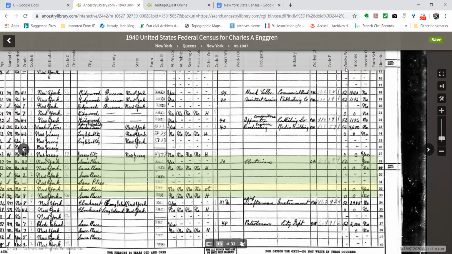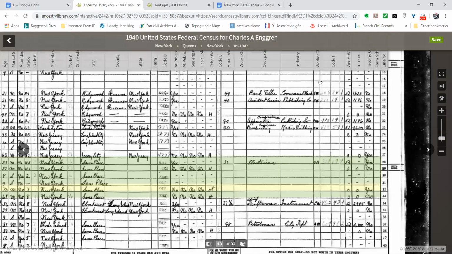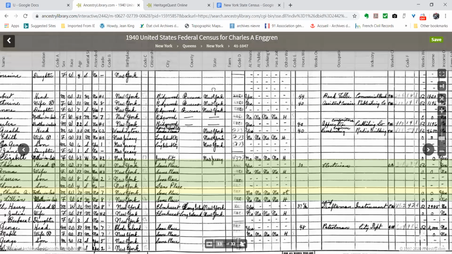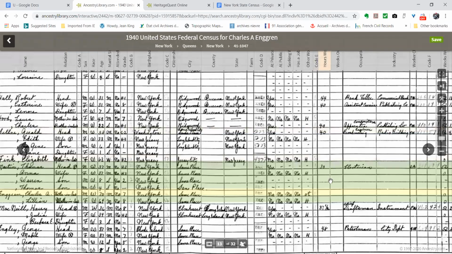And again, they're asking about employment. How many weeks were you working? They asked what the income was. And some of these codes were apparently things they filled in the office after they went back. Oh, and this is hours worked in the week prior to the census. So he had a 30-hour work week, and everyone else has got 40, 44.